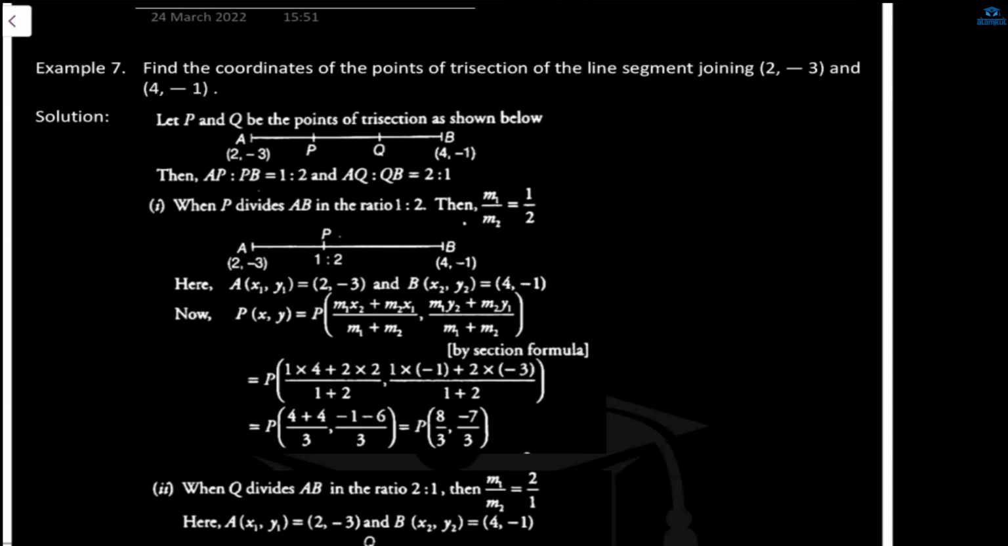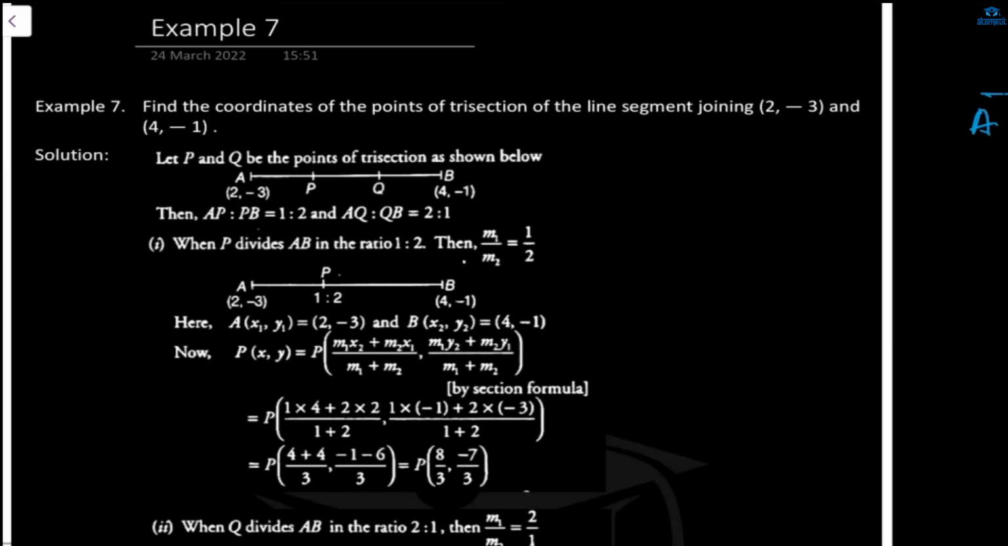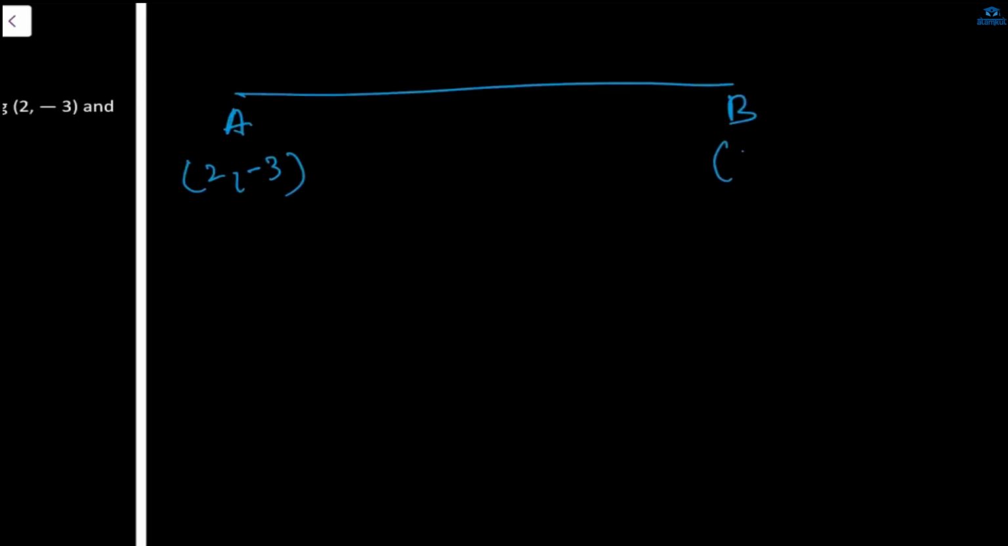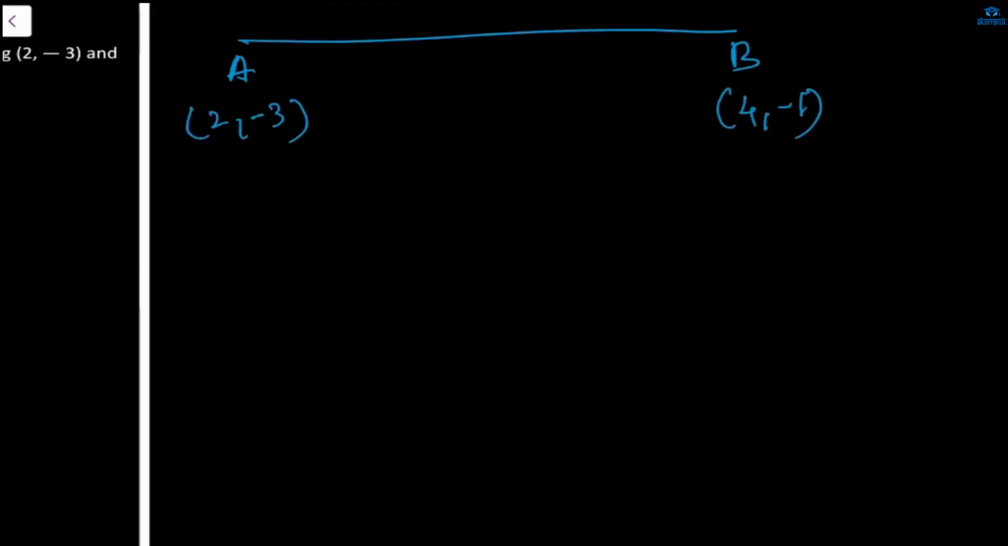Now find the coordinates of the points of trisection of the line segment joining (2, -3) and (4, -1). So you are having a line segment. The point A is represented by (2, -3), and point B is (4, -1). And we are having trisections. Trisection means 2 points will be here, and the segment will be divided into 3 sections.